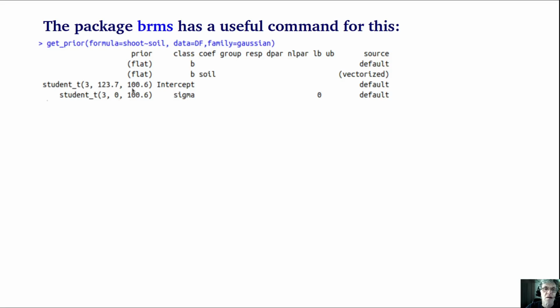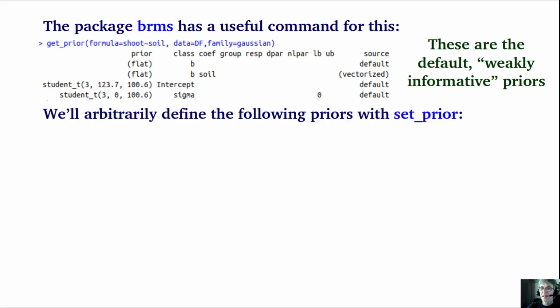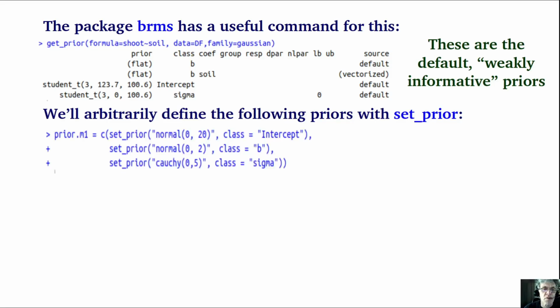What we have here is a very complex and uninteresting way of specifying that these are weakly informative priors. That is, the package brms by default has weakly informative priors, meaning that we have very little information about the potential values of each of these three parameters. So we can now arbitrarily define, at this point, priors with the function set_prior. With the function set_prior, we create the object prior.m1.